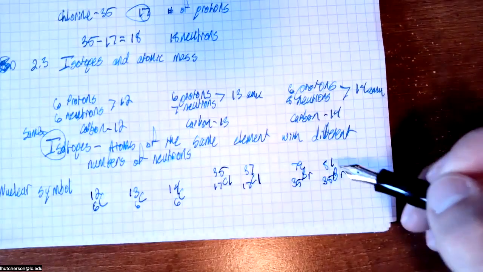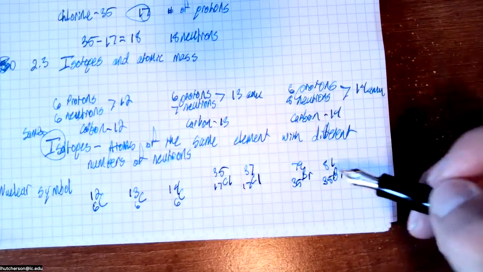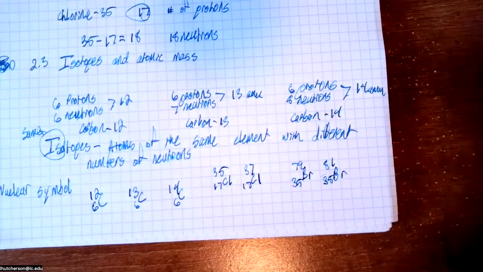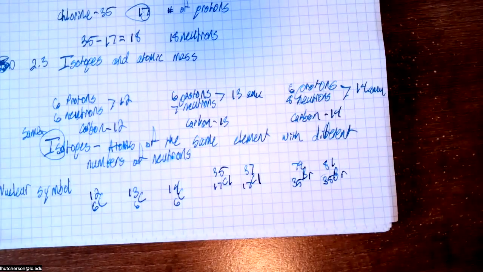Now, will you be expected to know these mass numbers off the top of your head? No. But if I give you all the information to write a nuclear symbol, you'll have to write them. If I give you a nuclear symbol, I'll expect you to be able to tell me the number of protons and number of neutrons from it.